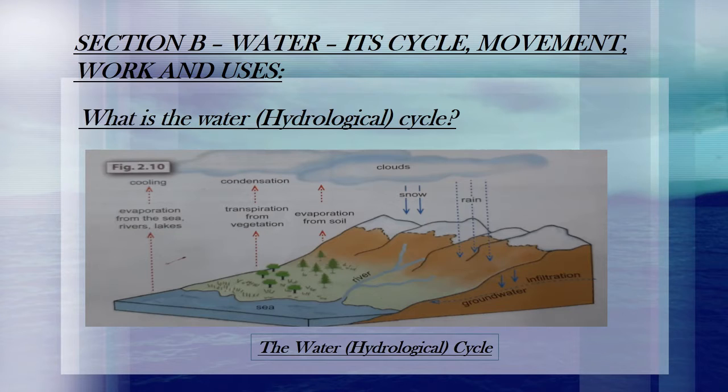Now, Figure 2.10 that you can see on your screen is available on page number 22 in your book as well, and it is showing evaporation, condensation and rainfall, about which we have already learned in chapter number 1, that was weather and climate. I hope you remember that.